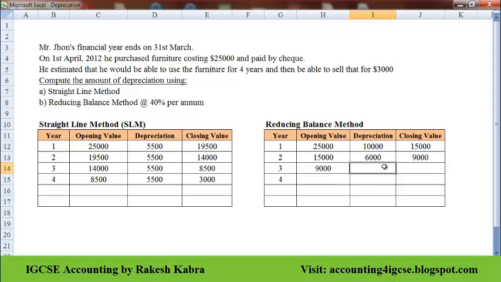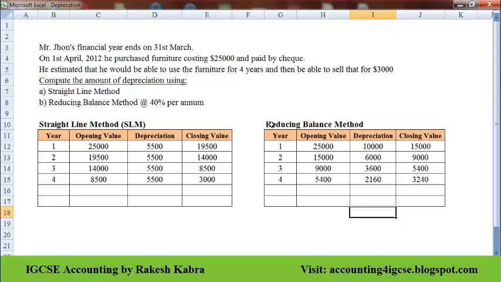Now again we need to compute depreciation on this opening value at the rate of 40%. So this will come to 3,600. Now what will be the closing value? 9,000 minus 3,600. So this is the closing value. And what will be the opening value now? 5,400. Now again we need to compute depreciation on 5,400 at 40%. So we got this closing value. Agree? Now see what will be the closing value. So this is the closing value, 3,250.